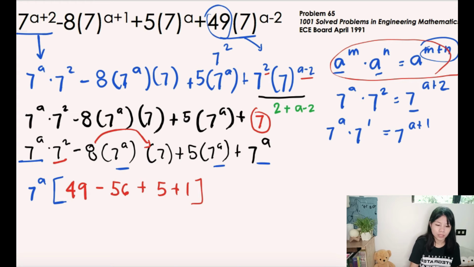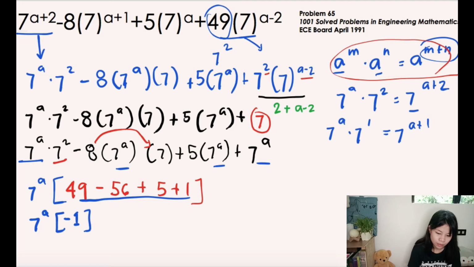Then, isimplify muna natin itong nasa loob na part bago natin siya i-multiply kay 7 raised to a. Kung calculate, 49 minus 56 plus 5 plus 1 is equal to negative 1. So, 7 raised to a times negative 1. The final answer will be negative 7 raised to a.